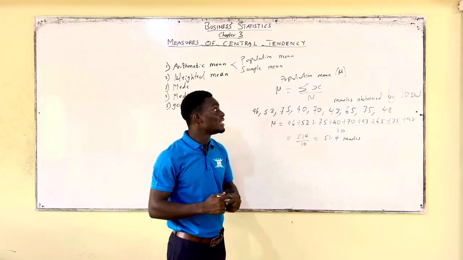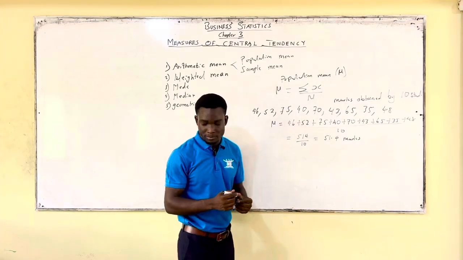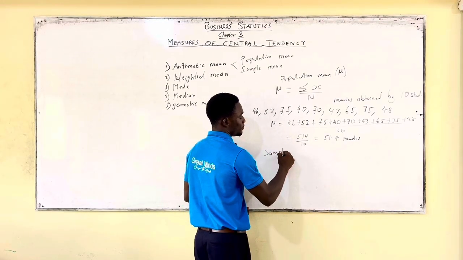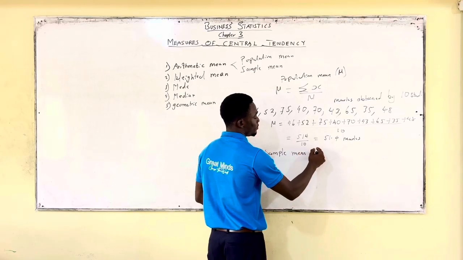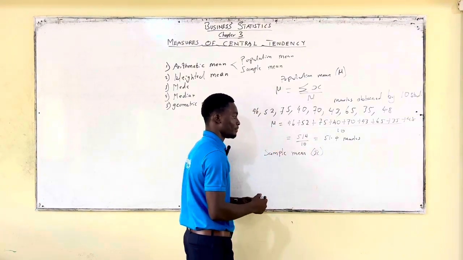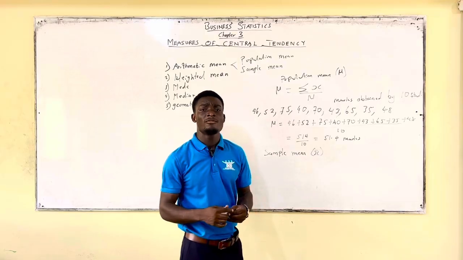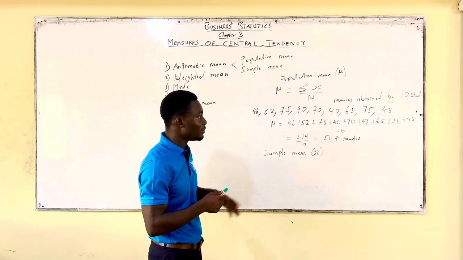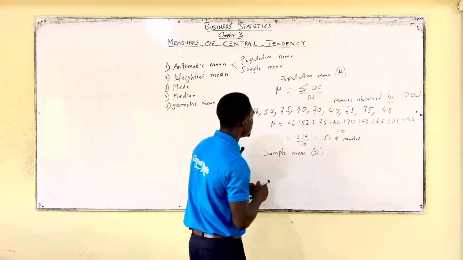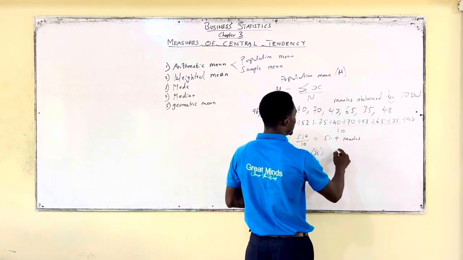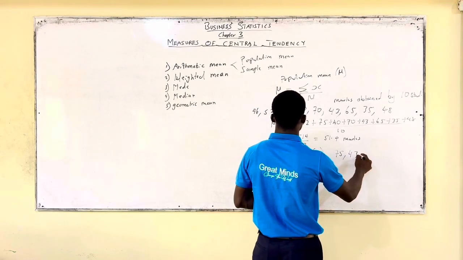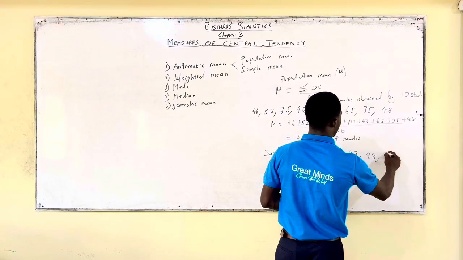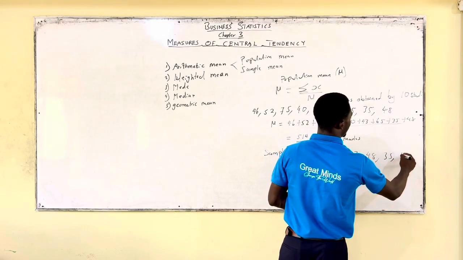Are we together? Now, let's go to sample mean, X bar. If you want to find the sample mean, let's say in this data, this is the population mean. Let me give you a sample from this data. So let's take 75, 43, 48, 35, and then 52.